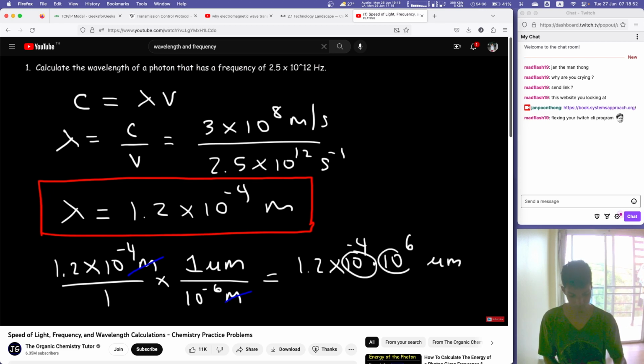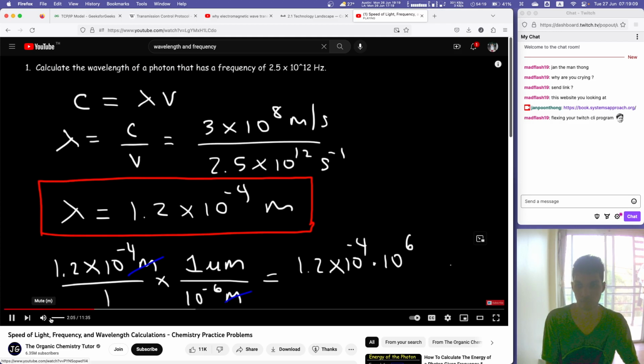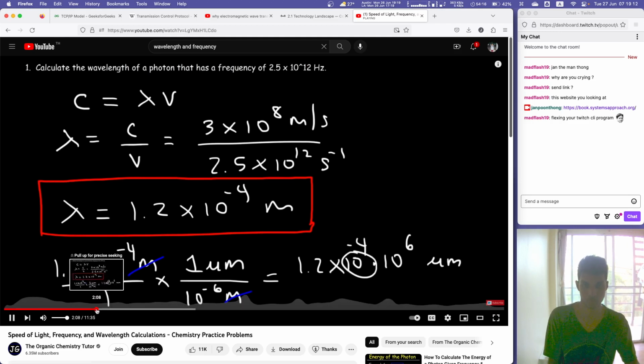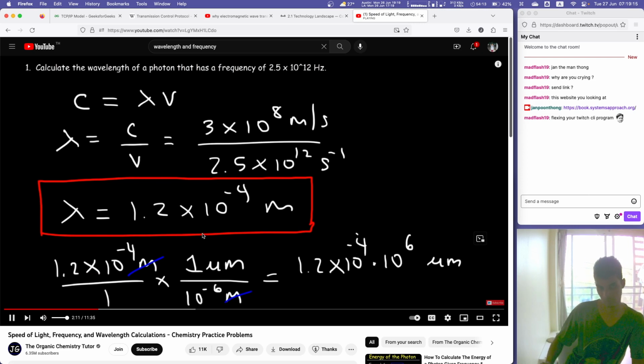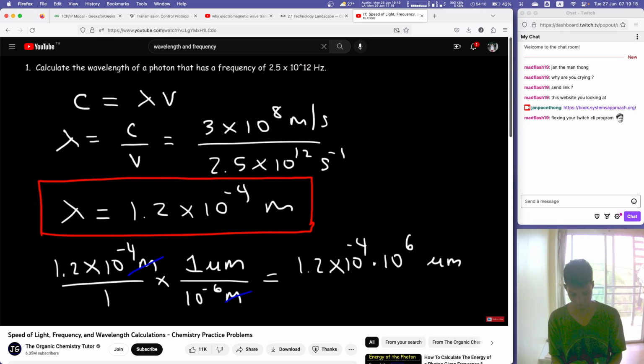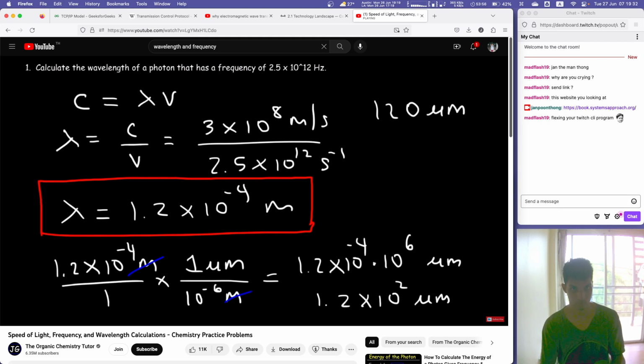And when you multiply by a common base, you need to add the exponents. So negative 4 plus 6 is 2. So the answer is 1.2 times 10 to the 2 micrometers. Now 10 squared is 100, and 100 times 1.2 is 120. So the wavelength, you could say, is 120 micrometers.